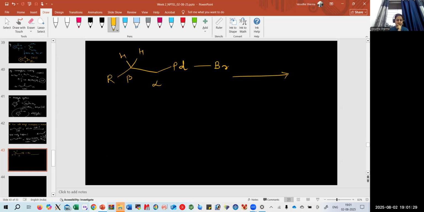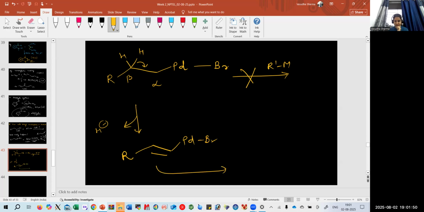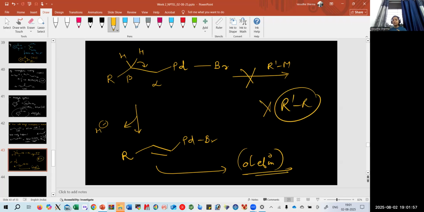Before it goes to combine with your R dash metal, it actually does beta hydride elimination. So it gives out one of the hydrides outside, and therefore it comes in contact with palladium. So this turns out to be an olefin product, and there won't be any formation of R and R dash. It will not form because it undergoes the beta hydride elimination.